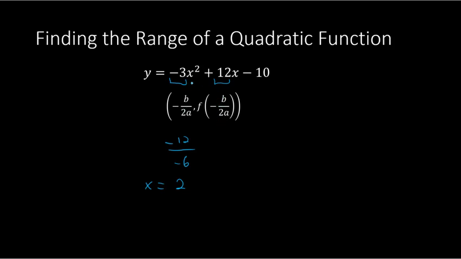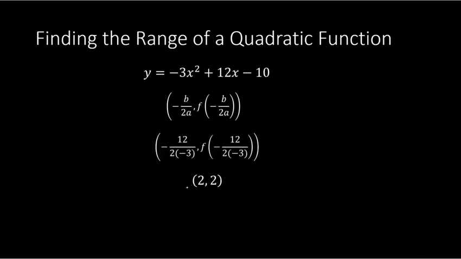Okay, now y, you plug a 2 in for x, and you can solve for y. So we have negative 3 times 2 squared plus 12 times 2 minus 10. That would be negative 3 times 4, which is negative 12. And then plus 12 times 2, that's 24. Then minus 10. So negative 12 plus 24 is 12. 12 minus 10 is 2. So y would also equal 2.